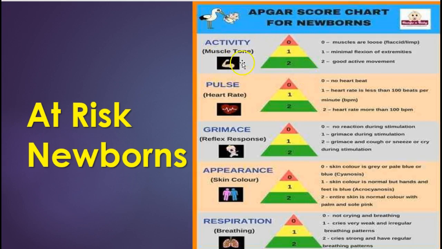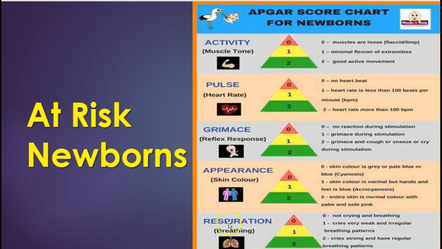For activity, they're looking at the muscle tone. Pulse, they're looking at the heart rate, if the baby has a very weak heart rate or extremely high heart rate. Grimace, they're looking at reflex response: if they tap the baby, how the baby responds. The appearance of the baby, their skin color: are they cyanotic, bluish looking, grayish looking, or do they have a pinkish normal skin color?